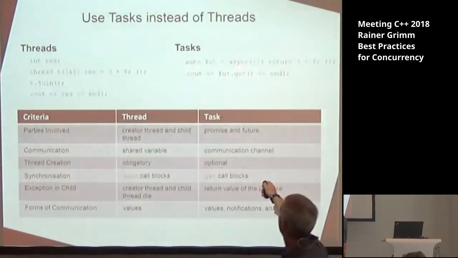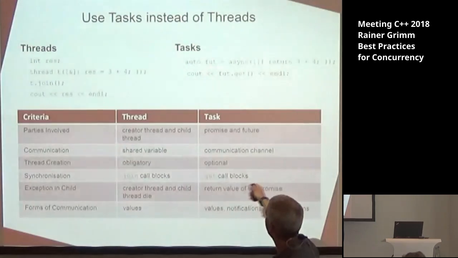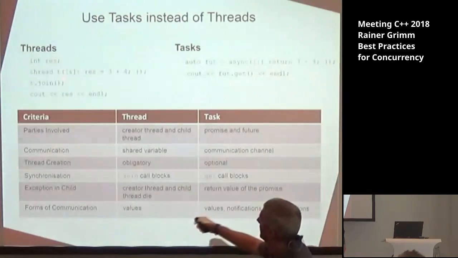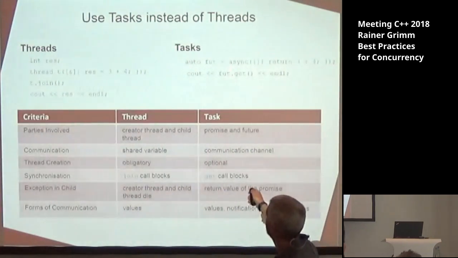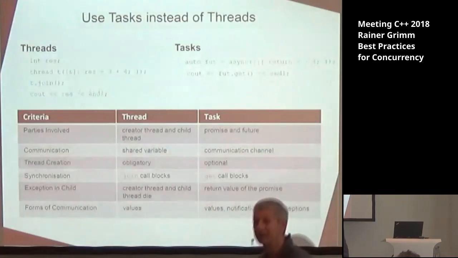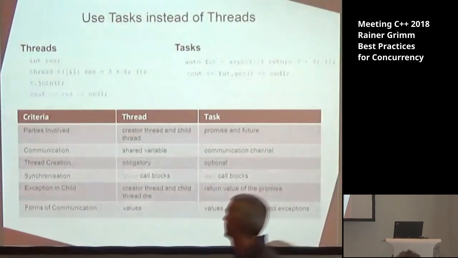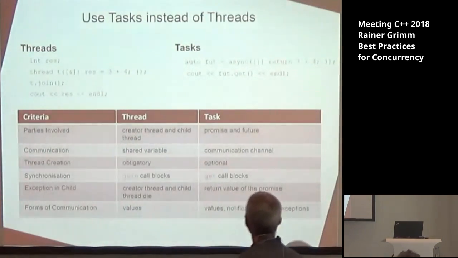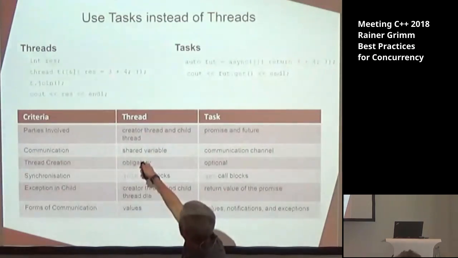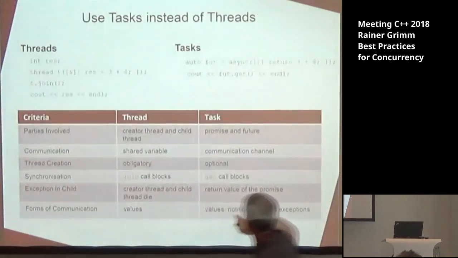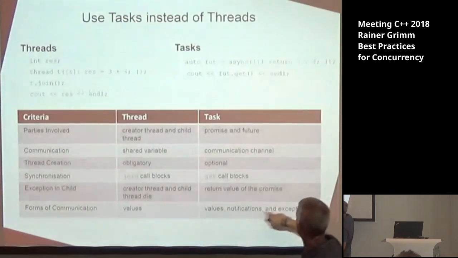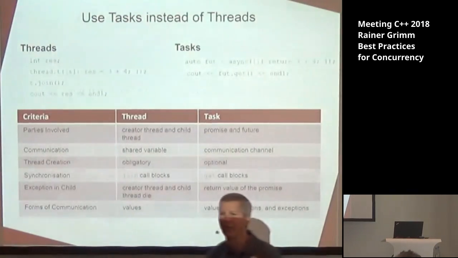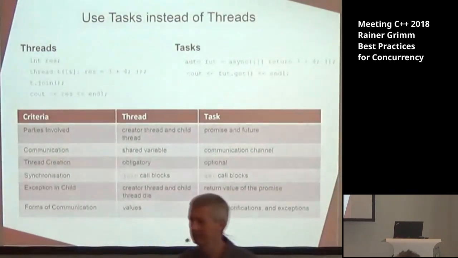And you have a safe channel between the promise and the future. You don't know if a thread was started or not, but you don't care, because here you care about the thread, and here you only care about what should be executed. So it's a kind of abstraction. Okay, what further? A thread can only return a value, but here you can return values, notifications, and even exceptions between threads.